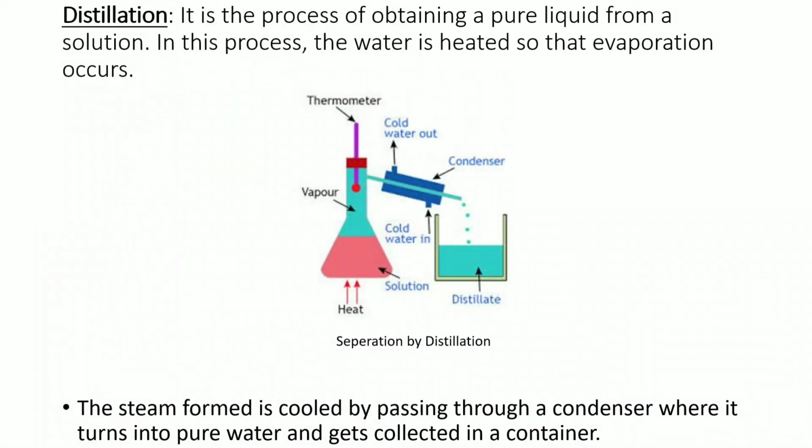Next process is distillation. It is the process of obtaining a pure liquid from a solution. In this process, water is heated so that evaporation occurs. By the diagram, we can understand how the distillation process occurs. The steam that is formed is cooled by passing through a condenser, where it turns into pure water and gets collected into the container.